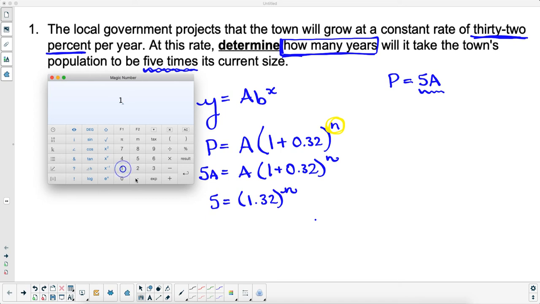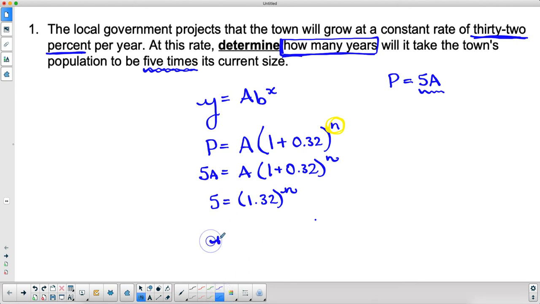So let's go down to 5. 1.32 to the exponent 5. That's 4.0. So we need to be somewhere between 5 and 10. So let's just go 6. 1.32 to the exponent 6. That gives me 5.28. So that's probably close enough. It's going to be somewhere between 5 and 6 years. So N equals about 6 years. And that's it.